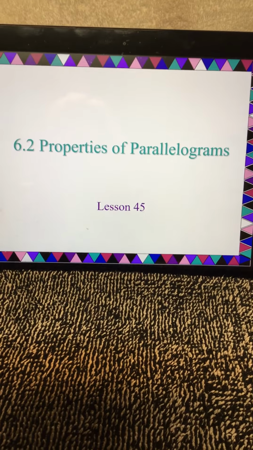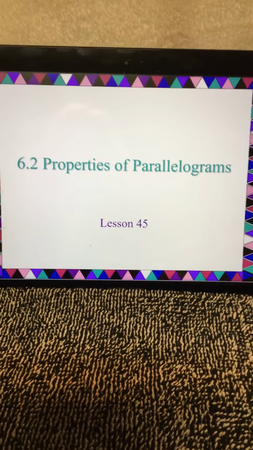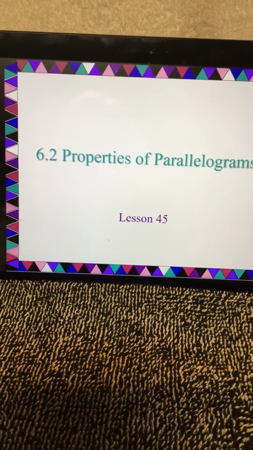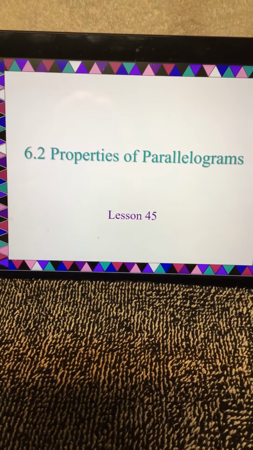Good morning. We're going to be talking about the properties of parallelograms today. This is lesson 45 and it comes out of section 6.2 in your book. I have a couple of review questions to start with.